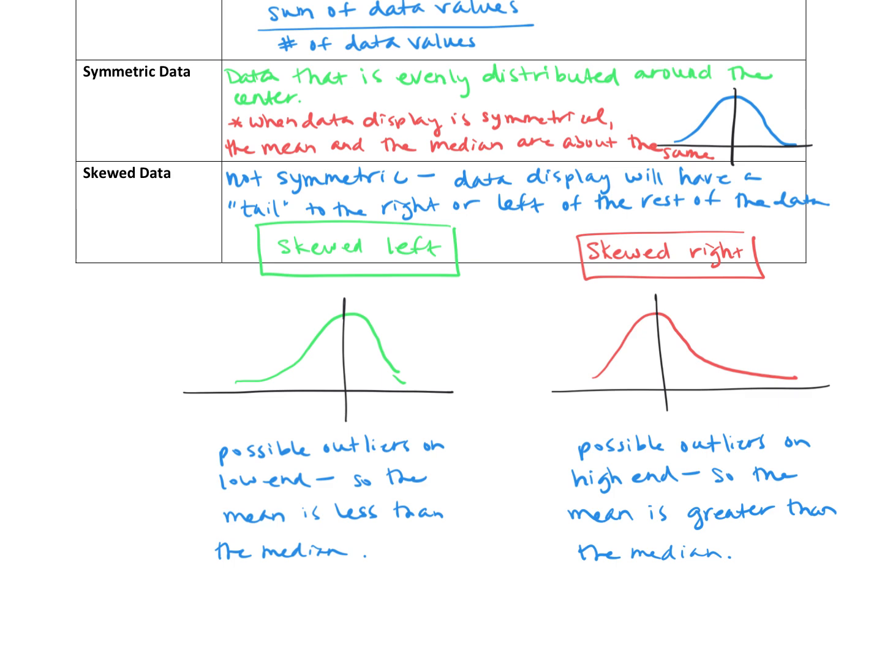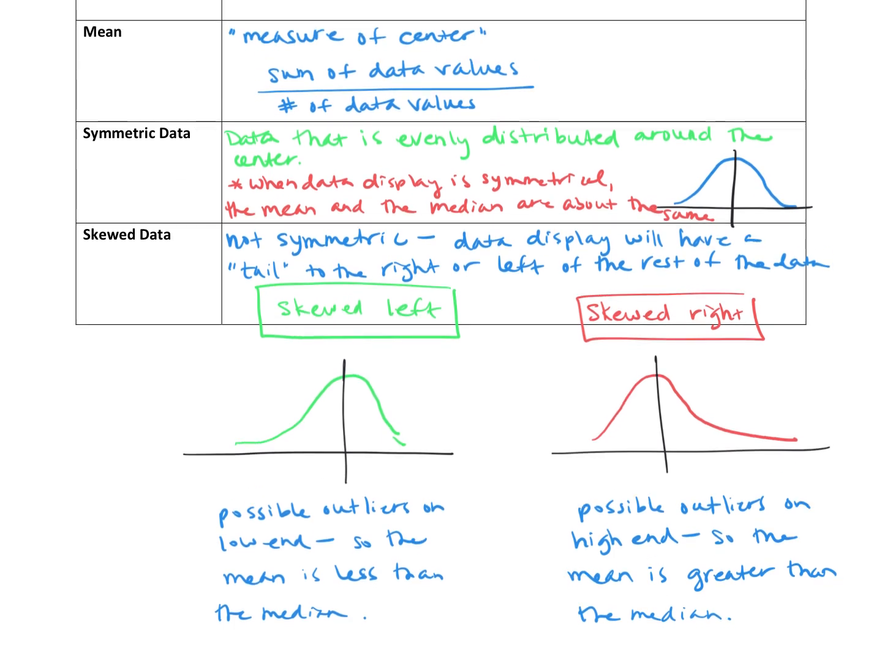So essentially what we're talking about here is your data display, whether it's symmetric, skewed left, or skewed right, tells us some information about how the mean and the median compare. Symmetric data will have the mean and the median about the same value. If you're skewed left, the mean gets pulled that way, so the mean will be less than the median. If your data is skewed right, the mean gets pulled to the right, and now your mean is greater than the median.